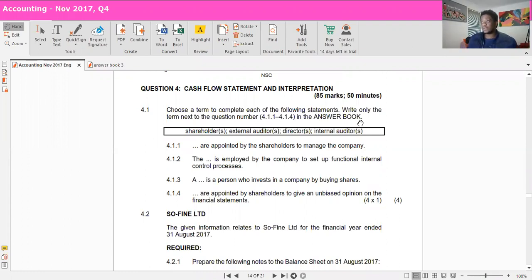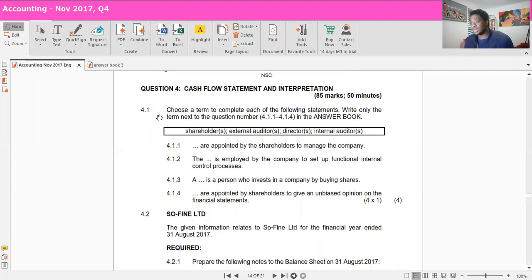So question 4 is a question on cash flow statement and interpretation. This is also a very important section to understand. This is a section in companies, and I've already said in other videos that companies count for 60% of the paper for the final exam. So you need to make sure that you're very well versed in companies.